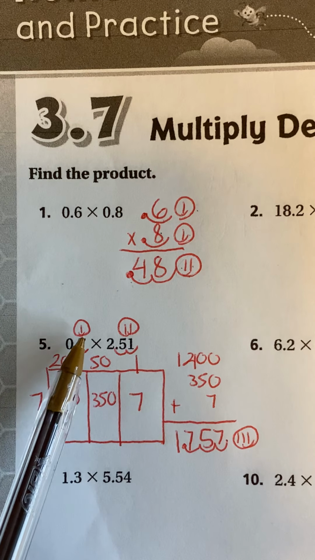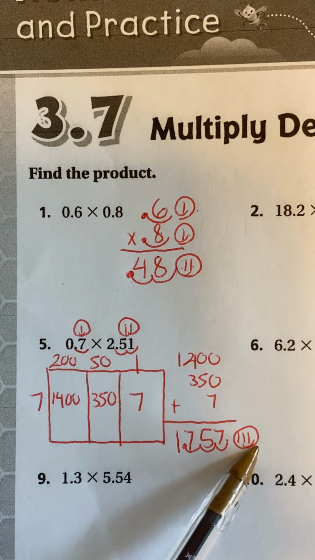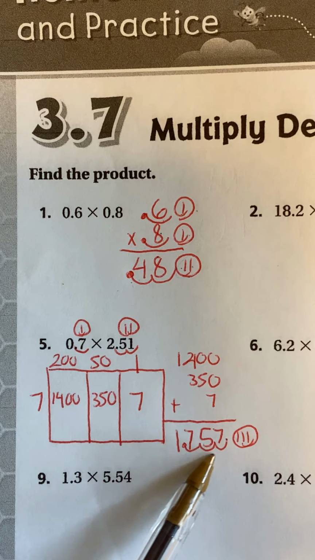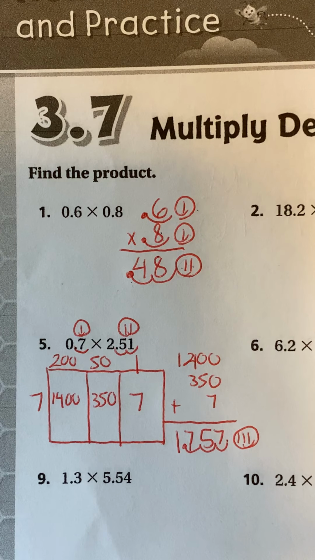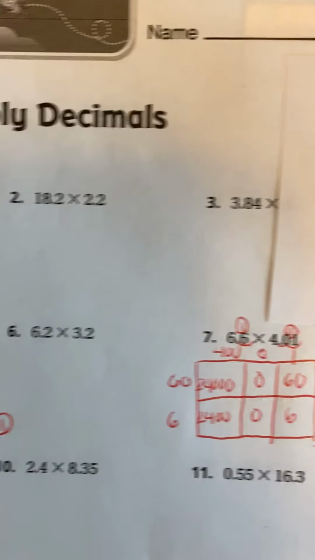So, boom, 1 decimal, boom, boom, 2 decimals. So I should have a total of 3 numbers after the decimal, and then I'll slide my decimal over 3 times. Okay, we'll do one more using the box method.